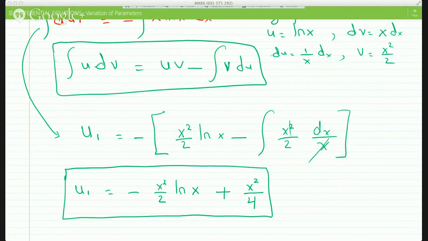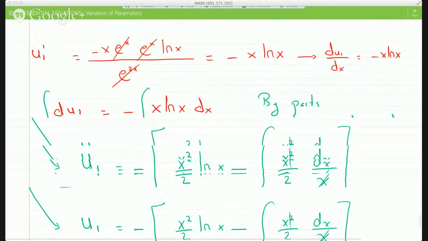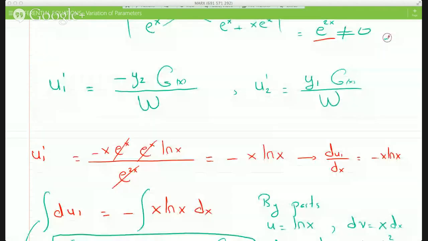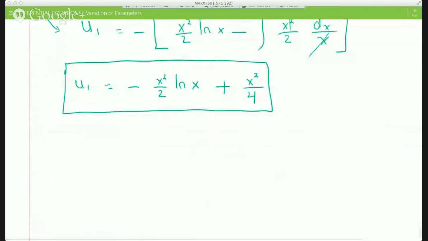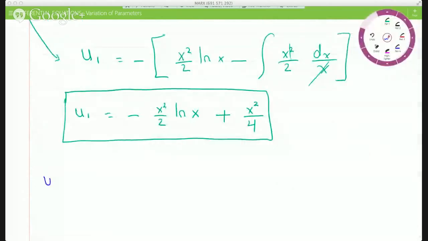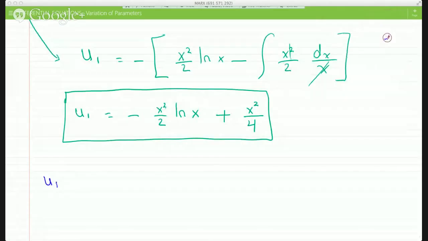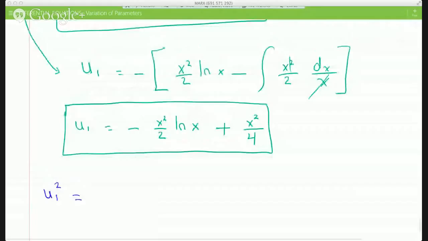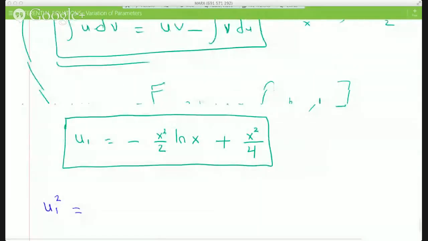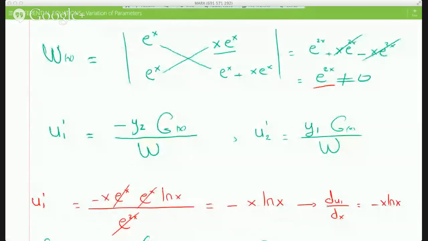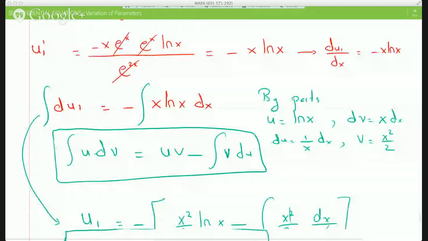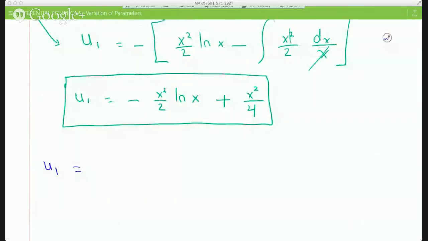And now we do the same exact thing for u2. We plug in here and integrate to get u2. Here I'll change the color. So u2 prime is equal to, we said, y1 is e to the x.